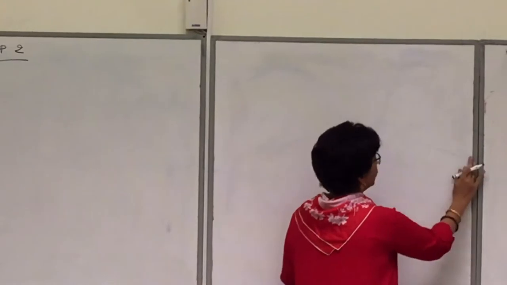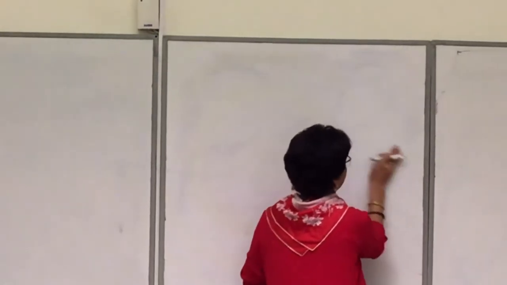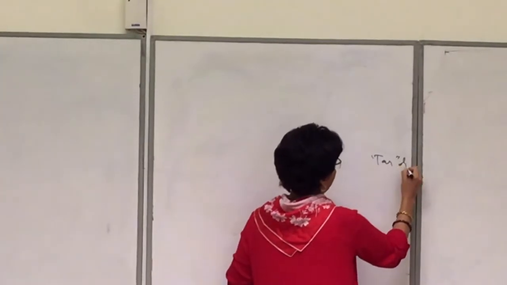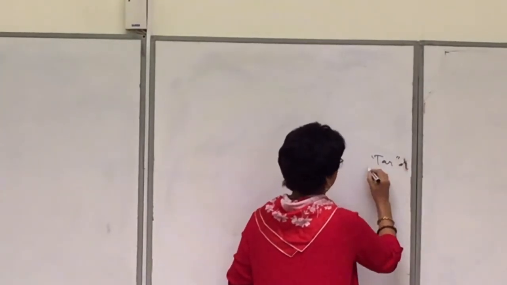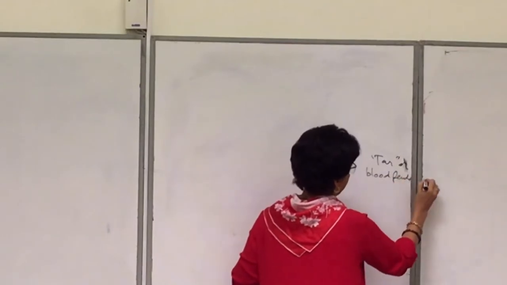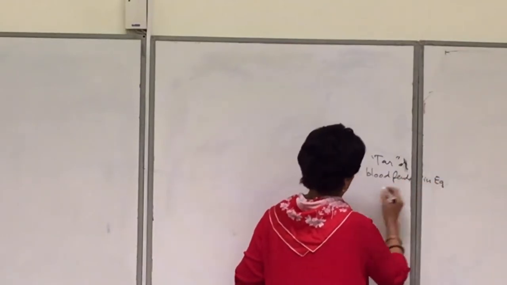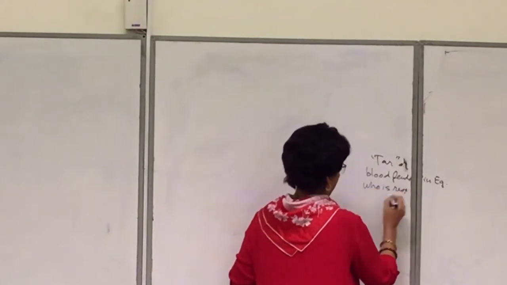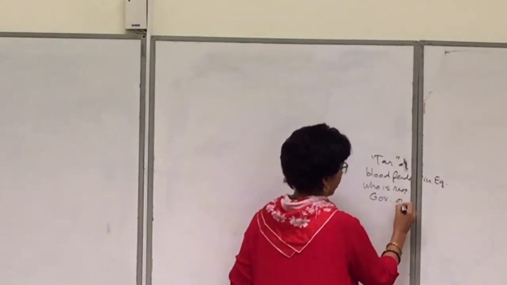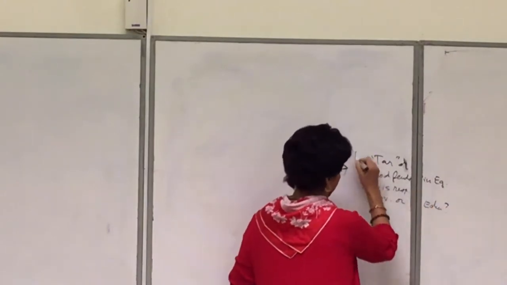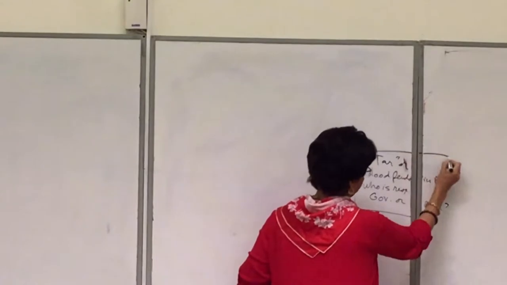So your RQ is, again, what? Blood feuds, Tar, or blood feuds in Egypt, yeah? Blood feuds in Egypt. Who is responsible? Government or lack of education? This is your research question.